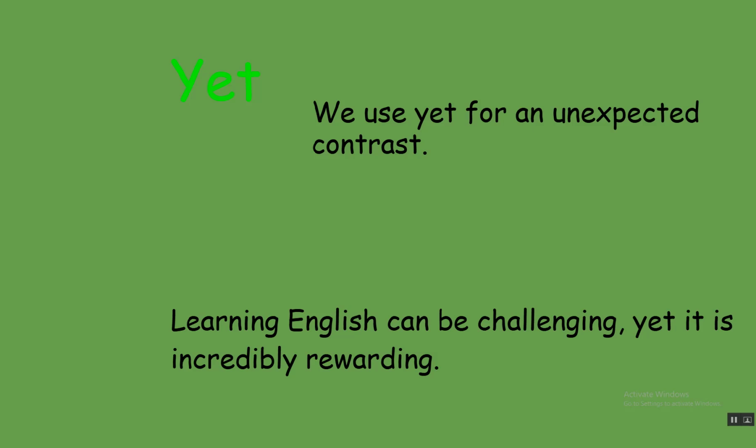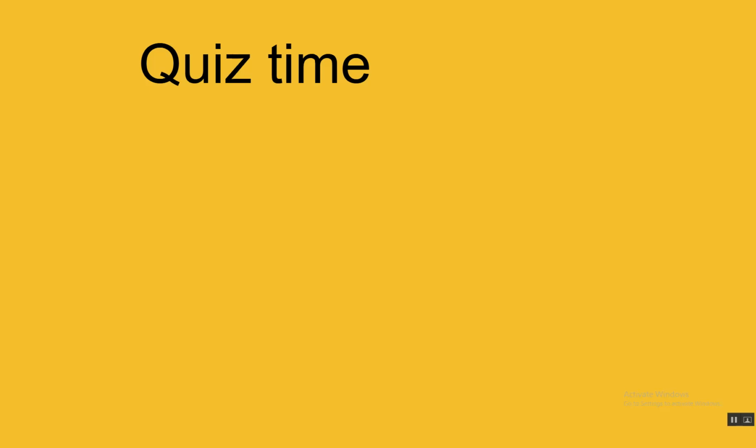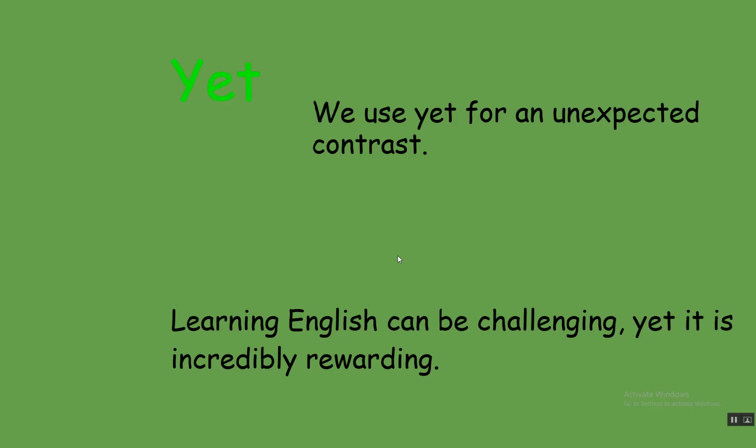Yet. We use yet for an unexpected contrast. So learning English can be challenging, yet it's incredibly rewarding. So that is the information you need for coordinating conjunctions, all conjunctions in general, subordinating conjunctions.